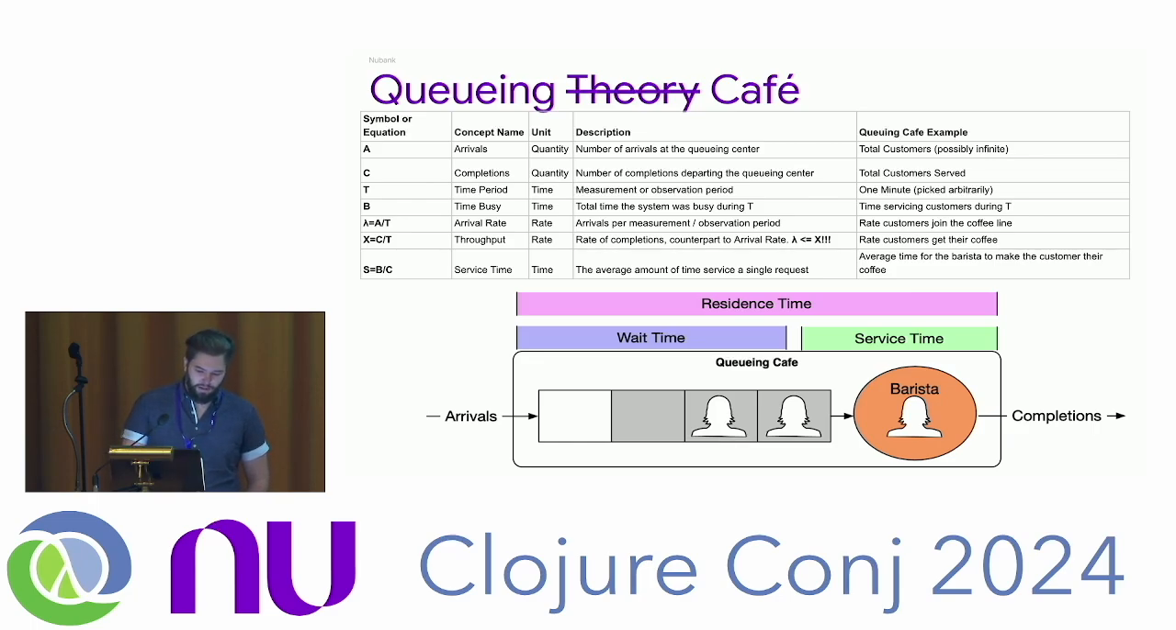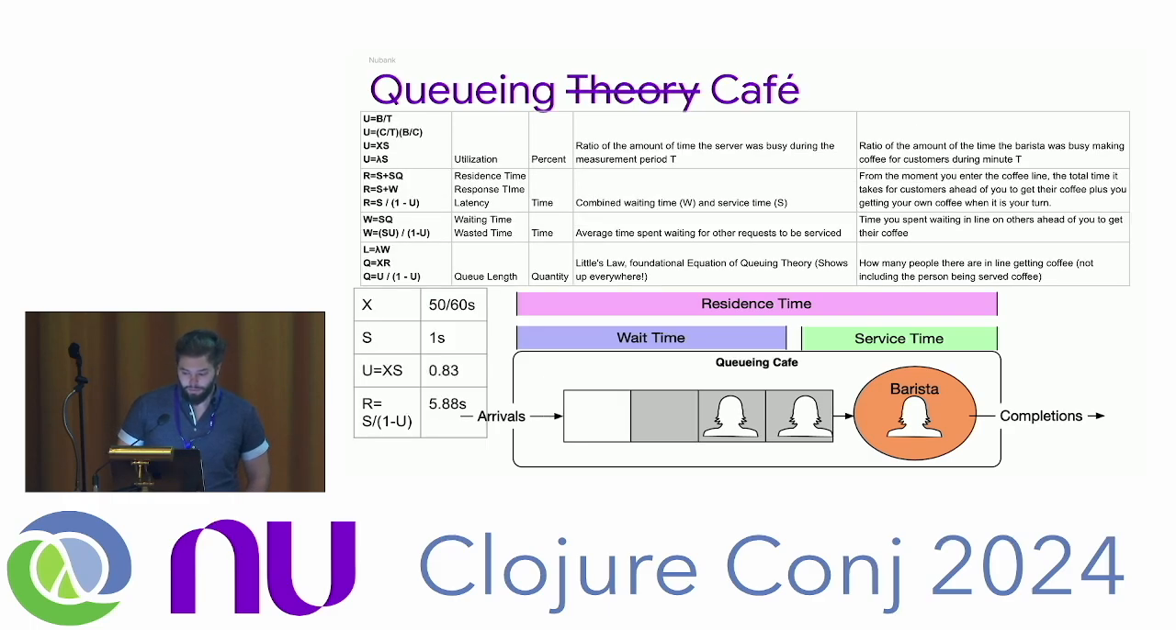So looking at these colors, we've got residence time, which we'll talk about in a second. That is encompassing of both service time and wait time. Service time is just the time you spent waiting at the head of the line, and wait time is the time you spent behind everyone else. So now we're going to get to some interesting stuff.